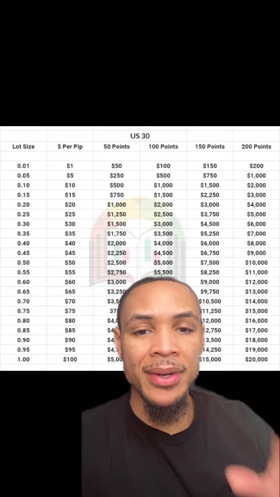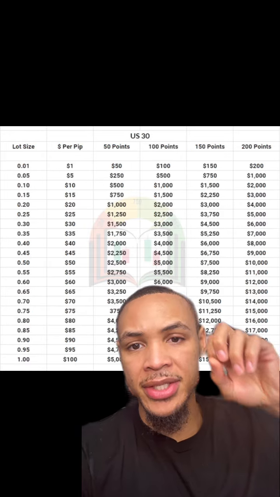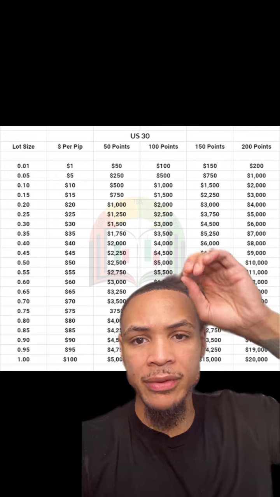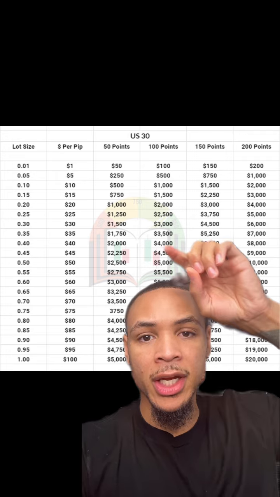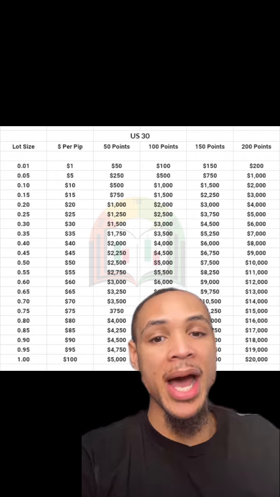If you're using a live account, it gets a little different. Same contract size here. Let's say someone's using an average of a 0.10, which is $10 per pip. 200 pips, that right there gives you $2,000.